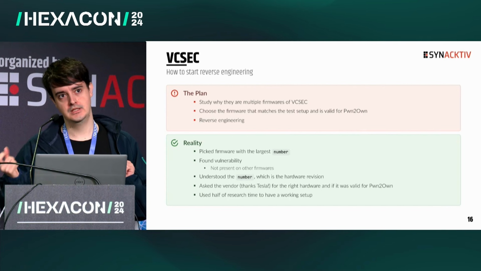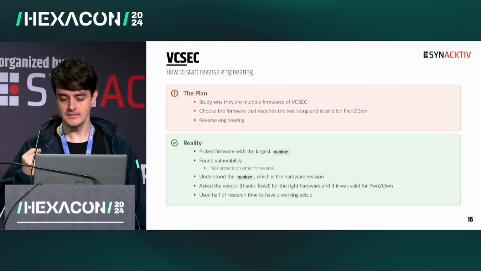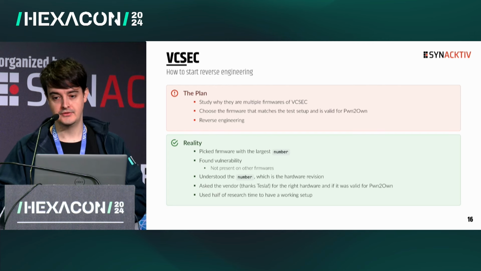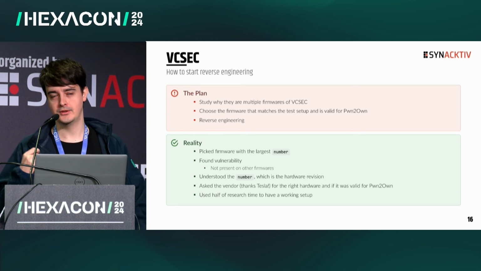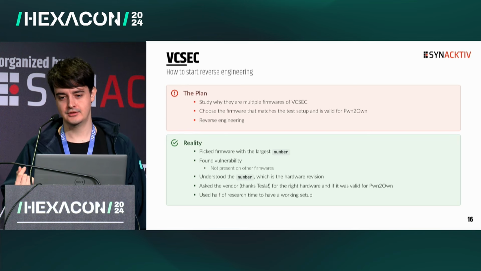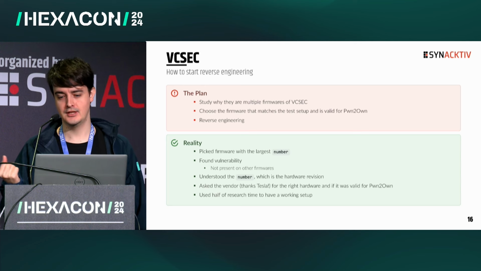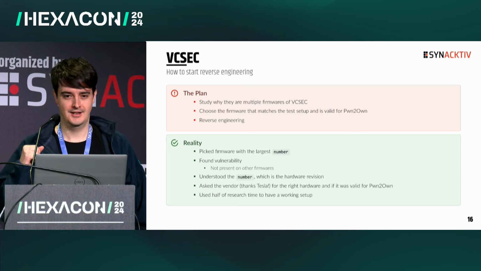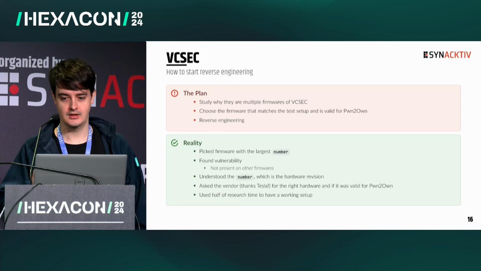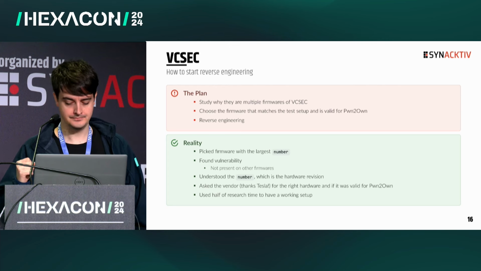As we told you before, the firmware of VCSEC was found inside the file system of the infotainment, and it was not encrypted. But there were multiple firmware. Usually what smart people will do is understand why there are multiple firmware, choose the firmware that matches the test setup we had at the time, and start reverse engineering. We did not do that. We picked one random firmware by just picking the one with the highest version. After several days, we found a vulnerability.